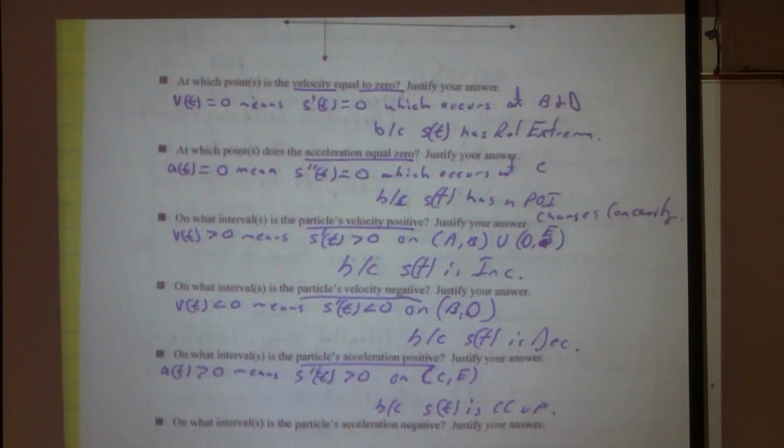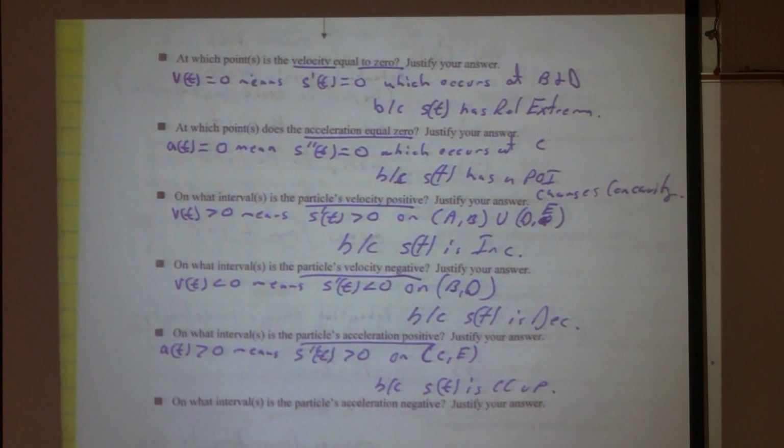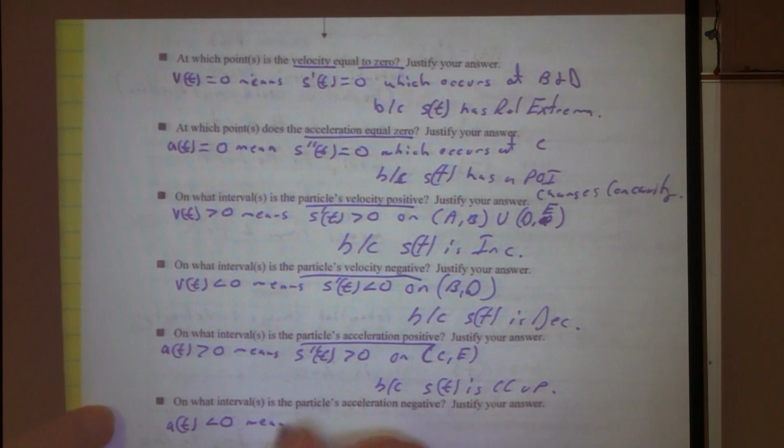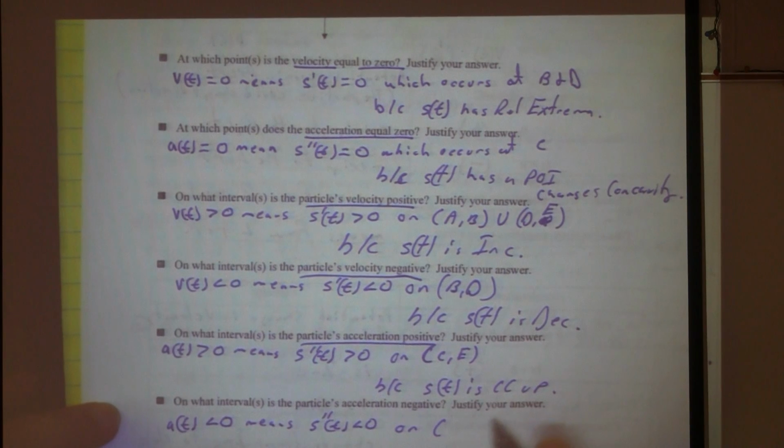Very good. And the last one, how would I know where my acceleration is negative? A of t is less than 0 means the second derivative is less than 0. And we know that's where the function is concave down. Where would that occur? B to C. Because S of t is concave down.